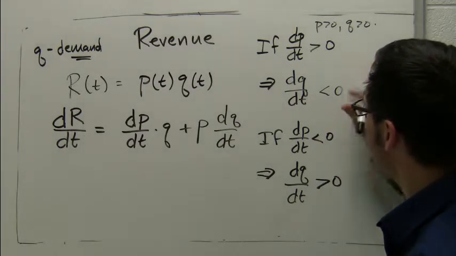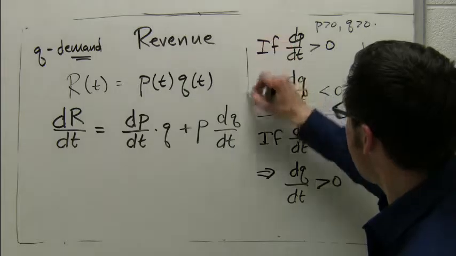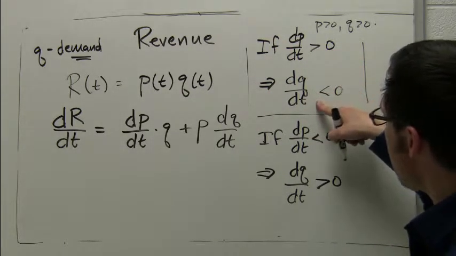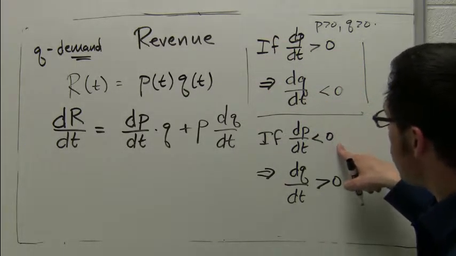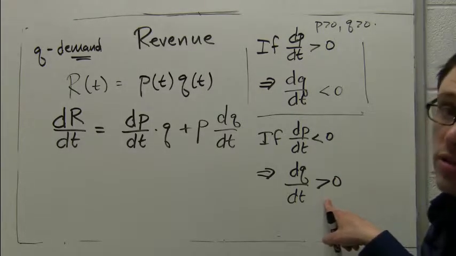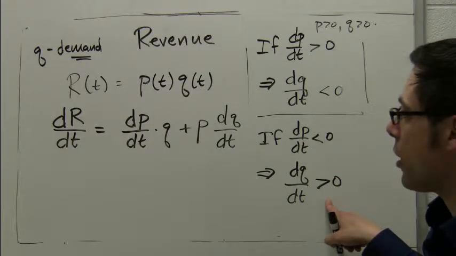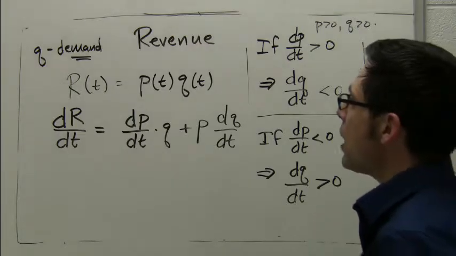So this is my general rule of thumb. If prices are increasing, demand should be decreasing. If prices are decreasing, however, demand should be increasing. So this is how they relate to one another. And let's go one more step.